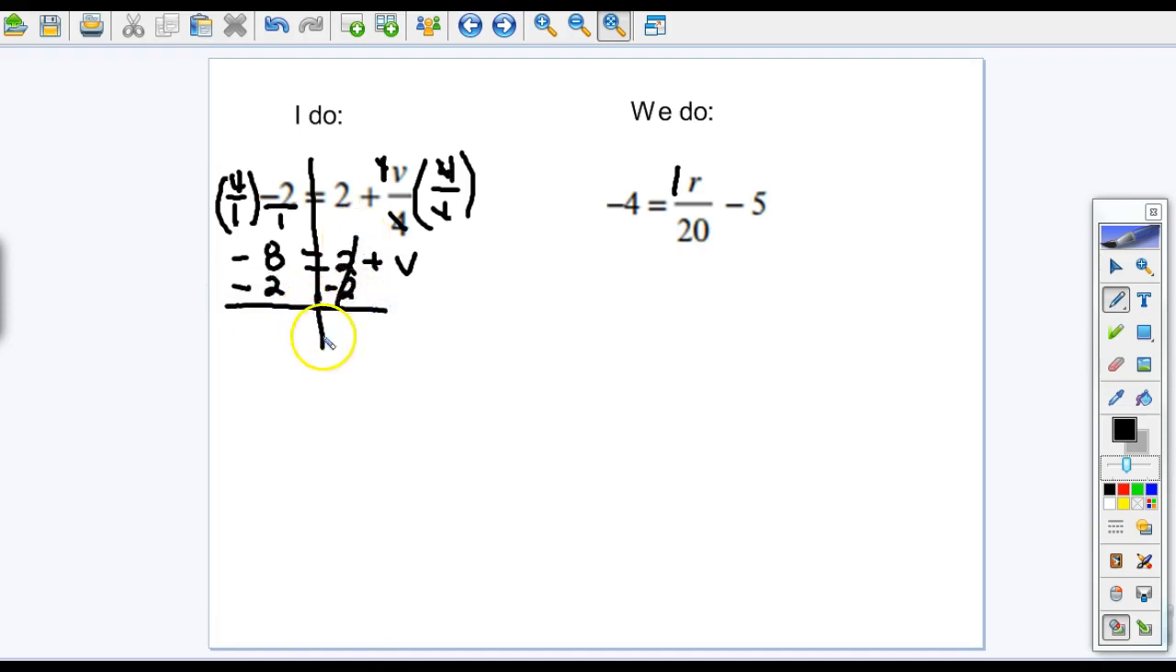This becomes 0, right? So my v comes down by itself. I have 2 negatives, so they're going to be a bigger negative. To show you how to do that, we'll use the column method here just to be sure. I have a negative 8 and a negative 2. When I add them together, I get a 10 on the negative side, so my answer becomes negative 10. So this is v is equal to negative 10.